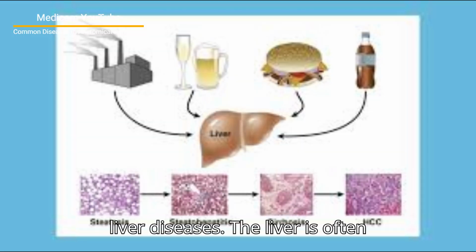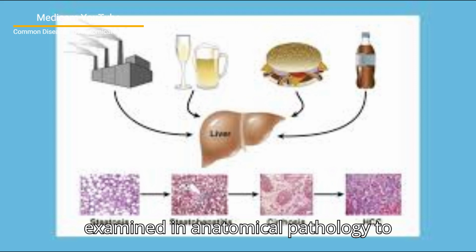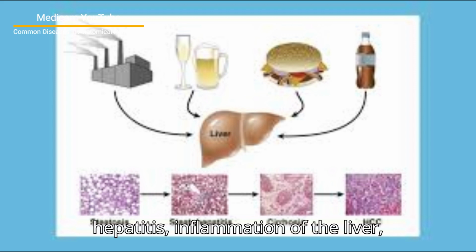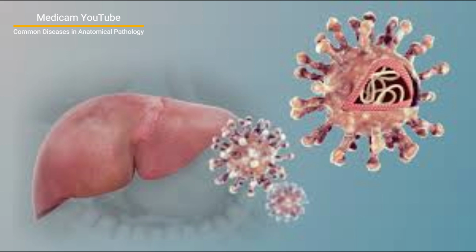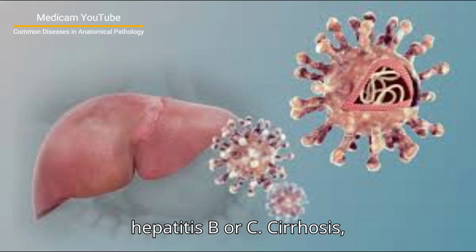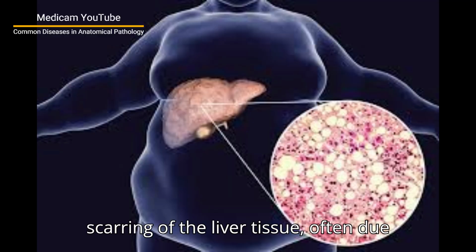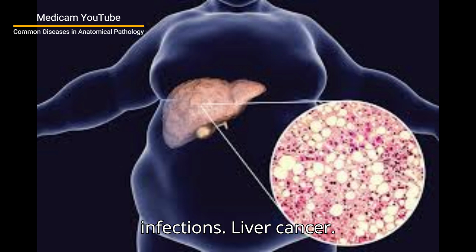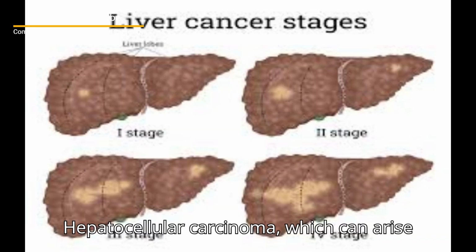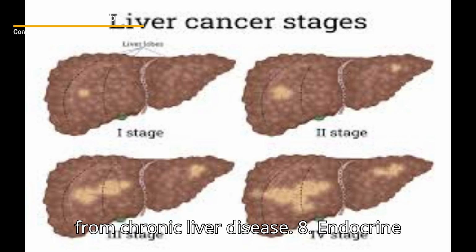7. Liver diseases. The liver is often examined in anatomical pathology to diagnose various diseases, including hepatitis, inflammation of the liver, often caused by viral infections, e.g., hepatitis B or C; cirrhosis, scarring of the liver tissue, often due to chronic alcohol use or viral infections; and liver cancer, hepatocellular carcinoma, which can arise from chronic liver disease.